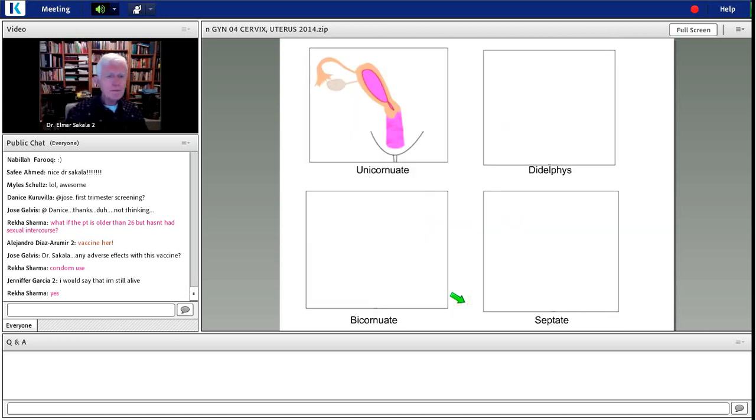Okay, here we have failure to form an entire side. We only have the right side, which is here. So we have the right tube, the right uterus, the right cervix, and the vagina, but there's nothing on the left. So what are the problems here? There's no problem in fertility because ovulation can occur, the tube can bring down the egg, we can have sperm that comes up, fertilization occurs. But the problem is the uterus is very small.